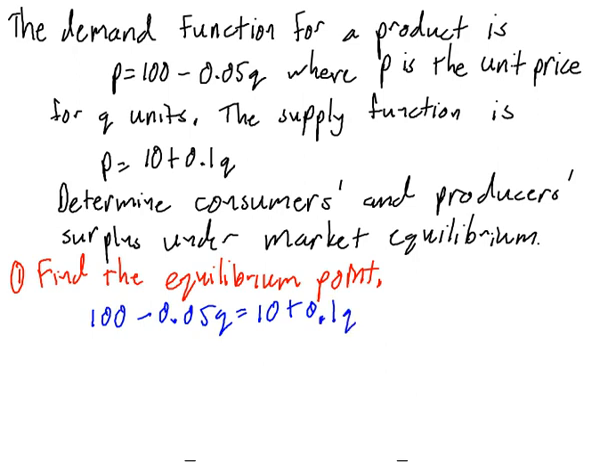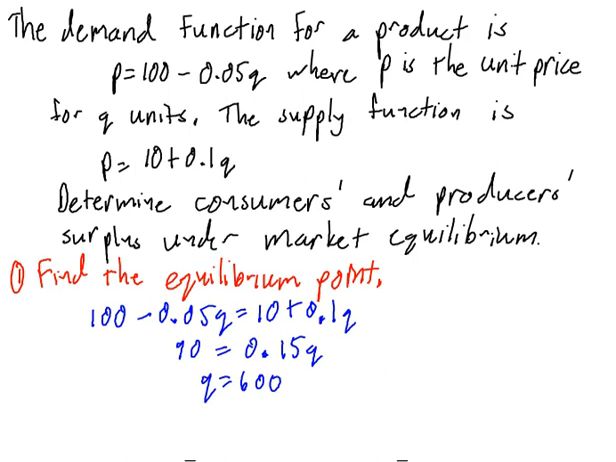Solving for Q, if I subtract 10 from both sides, I get 90 equals, adding 0.05Q to both sides, 0.15Q. Divide both sides by 0.15, and you get Q equals 600. So that is the quantity for equilibrium.